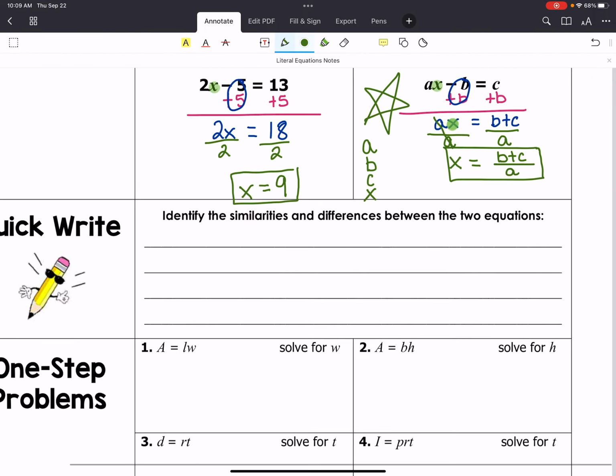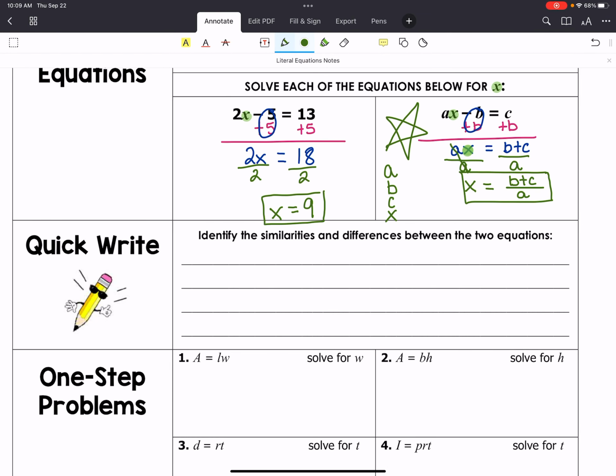So let's do a quick write and identify the similarities and differences between the two equations. So one similarity that I saw, both use inverse, or we could call those opposite operations to isolate. Both use inverse or opposite operations to isolate that variable.